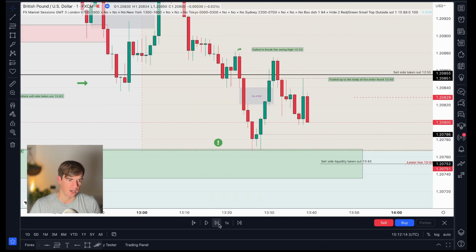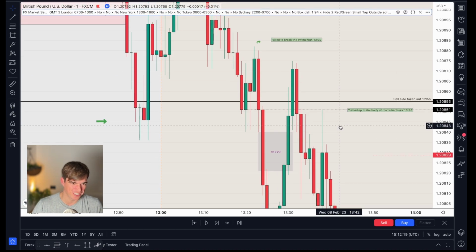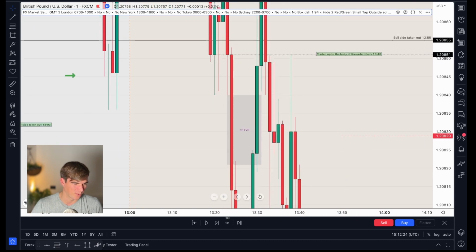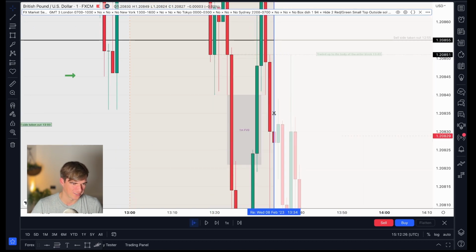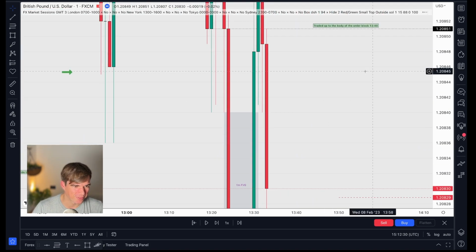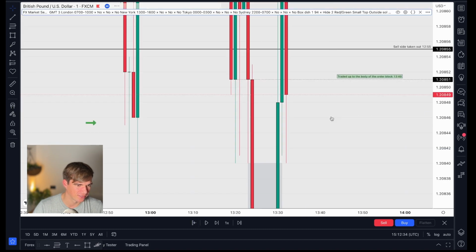So we continued lower, and this was interesting. This is probably the most accurate thing. I drew this line when the candle was here. You can tell I'm a bit excited about this. The previous candle, I think.